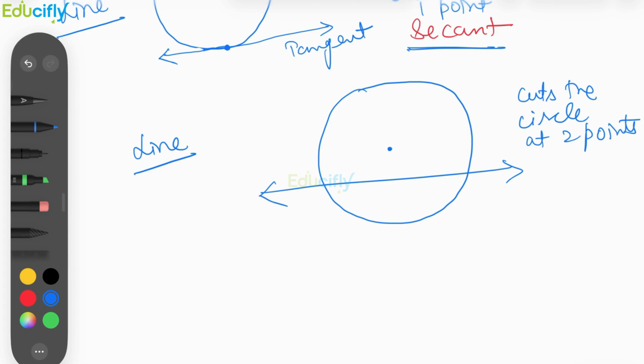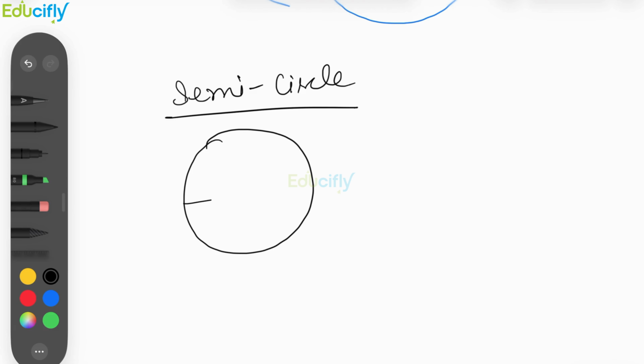Next thing is a semicircle. Semi you already understand. I don't think there is a big misconception about the semicircle. A semicircle is basically the exact half of your circle. So this is your circle. If you draw a line which passes through your center and flip it in this direction, it is going to give you a thing which looks like this, a semicircle. It will show you the half part of it.